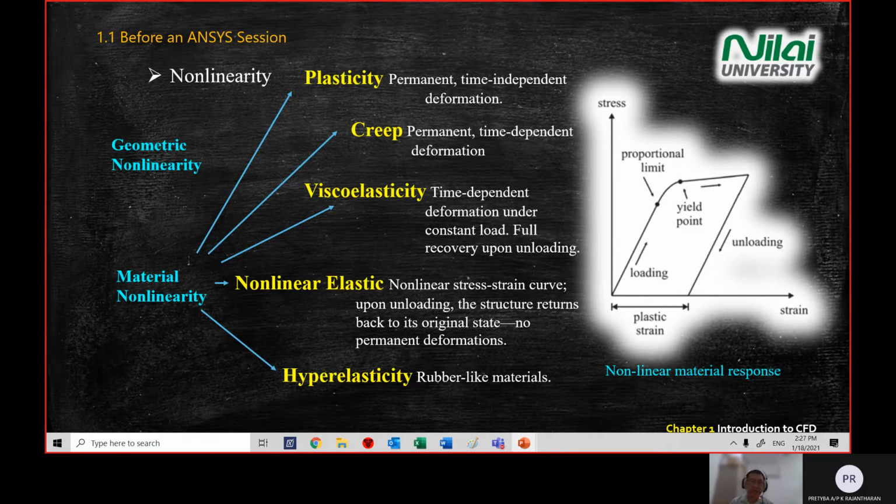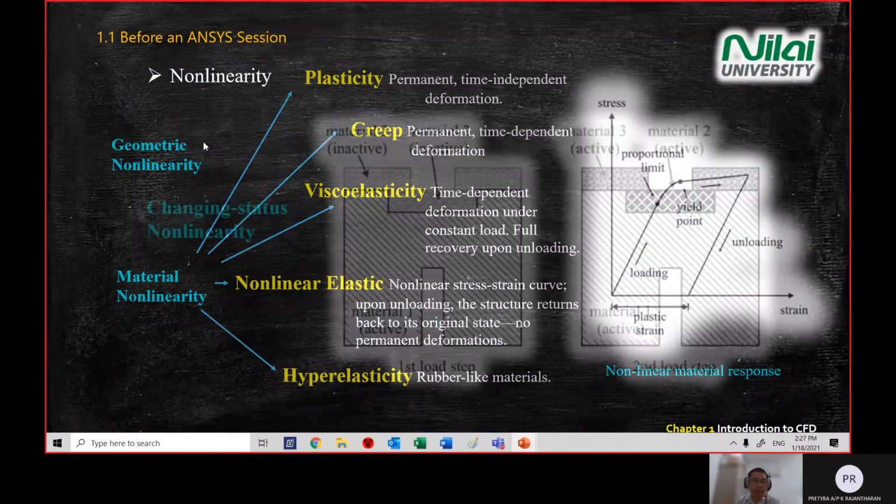This one is more on the mechanical physical body. It means if you simulate something on the heat on the metal or some of the plastic material, then you need to be careful on the material non-linearity. There's a function that you can select in ANSYS if you want to simulate something that behaves non-linearly in its mechanical property. Okay, so for non-linearity, you have two types, geometric or material. Okay.